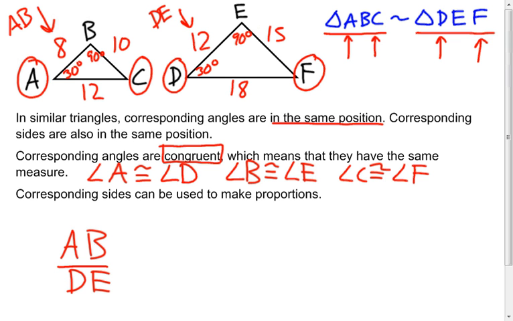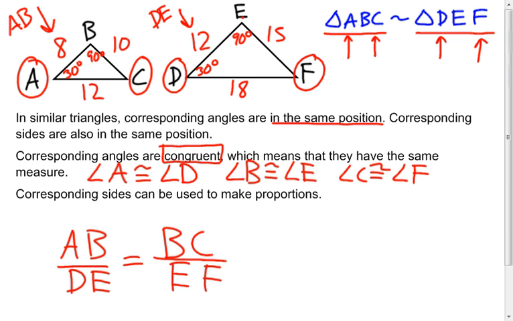Okay. Let's look for another side in my left triangle. Let's say I have BC. Which side in the right-hand triangle is in the same location as BC? Well, it would be EF. Now, I can turn these four sides into a proportion.